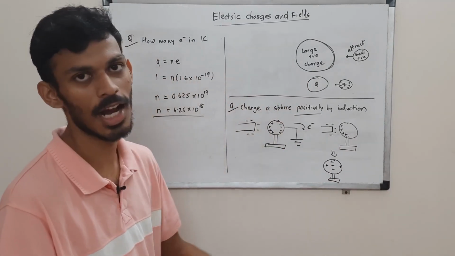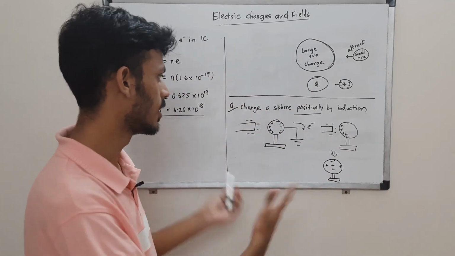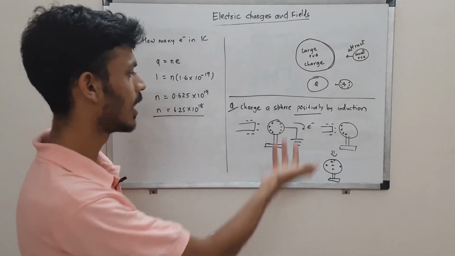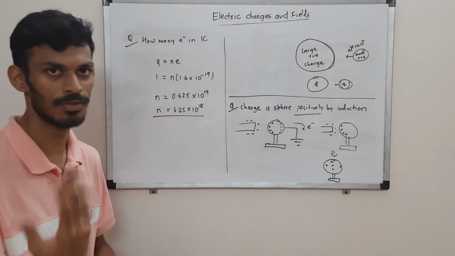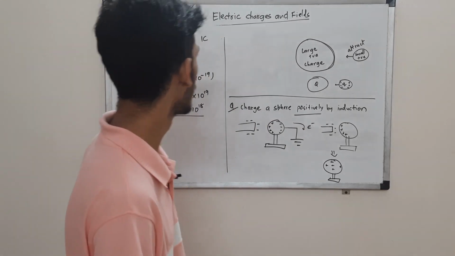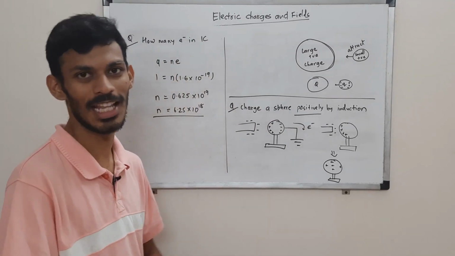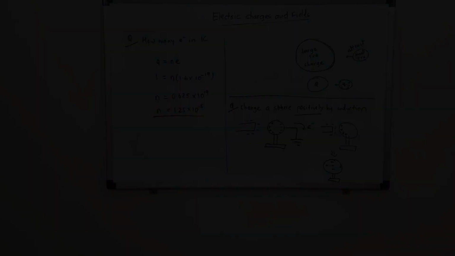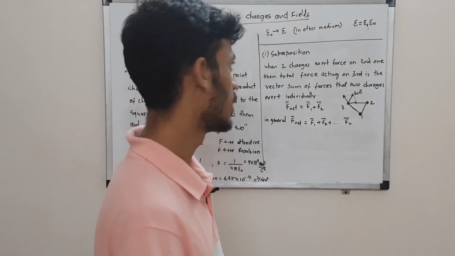So similarly, you can charge negatively, and that is the way to do it. You just have to change the type of rod. You will take a positive rod if you want to charge negatively. So that's about this section. Over to the next section, the most important part of the chapter, which is Coulomb's law.